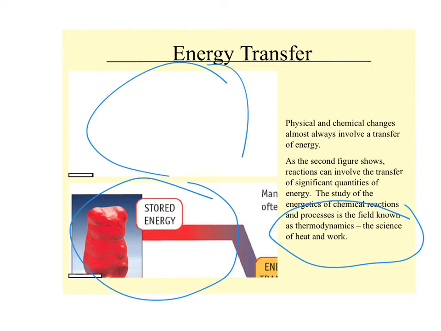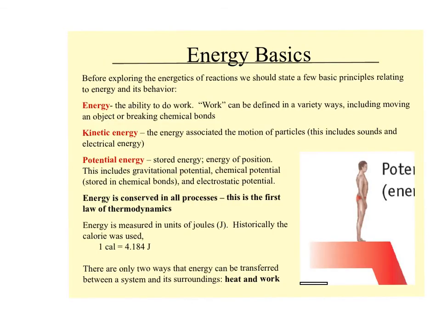the heat and work component of science. So if we talk about the basics of energy, energy is that ability to do work, and remember we defined work in a variety of ways. We defined it as chemical. We defined it in terms of chemistry as heat, but then stored energy and energy of motion.